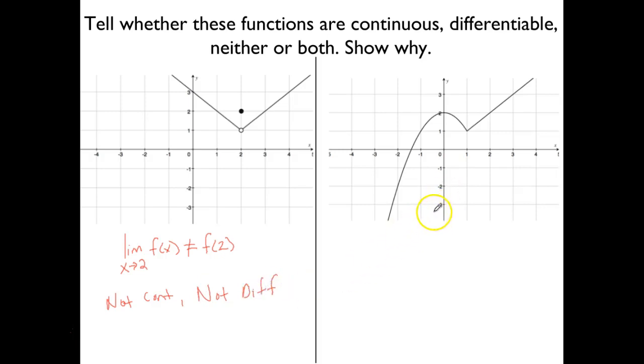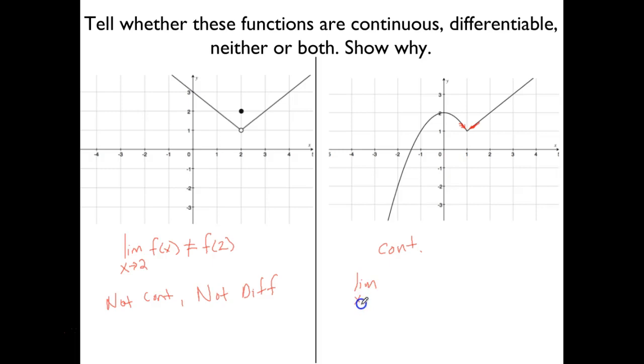Okay, this one right here. Okay, it does have a limit. It does have a point, and they are equal. So this one is continuous. Okay? Now, but here's the problem. It has a sharp turn. Therefore, the slopes on the left-hand side are not equal to the slopes on the right-hand side. These slopes are different. One's negative, one's positive. So, it's not differentiable. We need to write why.